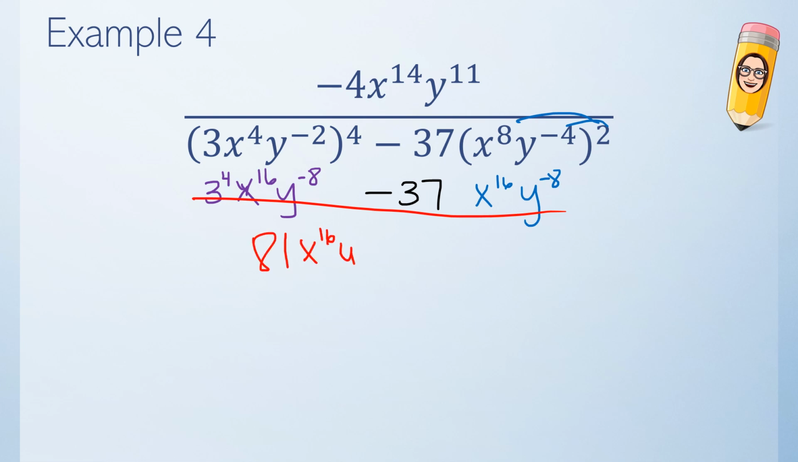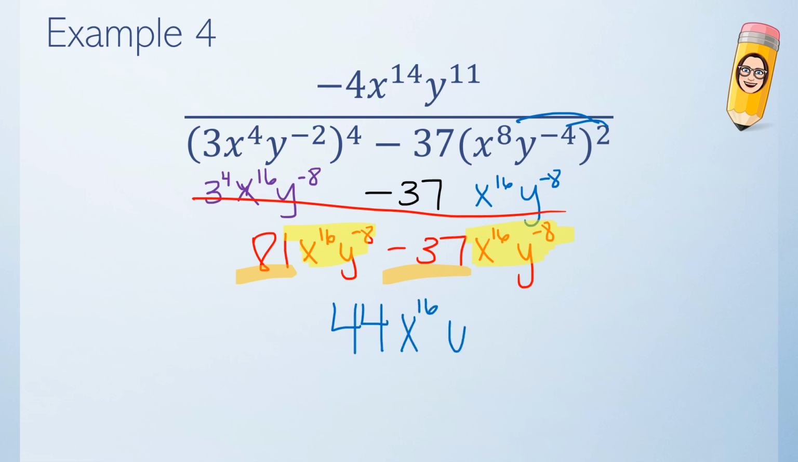That's the only thing I can do. Look at these other weird pieces. Now, before you move that negative 8, take a look. We have the same piece. These are like terms. That means I can actually subtract. So I'm going to subtract this. 81 subtract 37 is 44. And I keep my like terms.